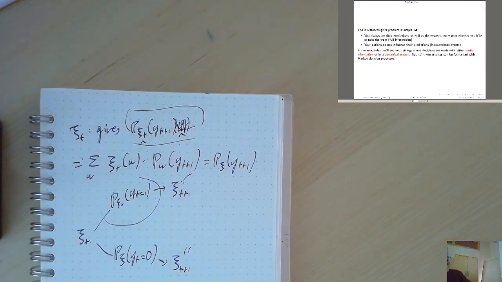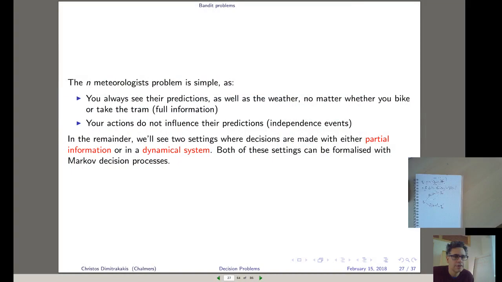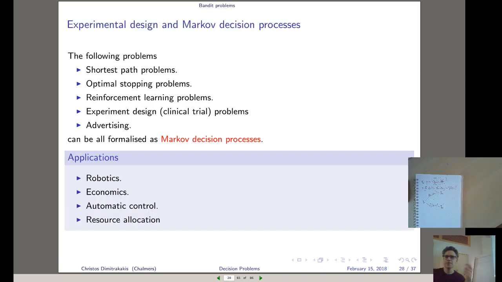So the meteorologist problem is actually simple. And it's simple because you always see everything, and the actions don't actually influence the predictions. Now we talk about partial information problems where you don't see everything, or your systems are dynamical. This is the standard setting in reinforcement learning. In both of these settings, you can formalize them with Markov decision processes, which is an extension of Markov process. There's a bunch of problems which are formalizable with Markov decision processes: shortest path problems, optimal stopping, reinforcement learning, advertising, and a bunch of applications.